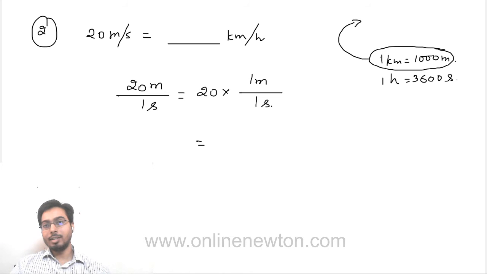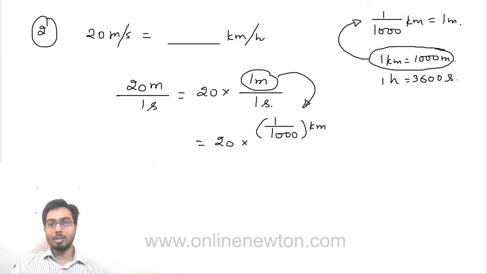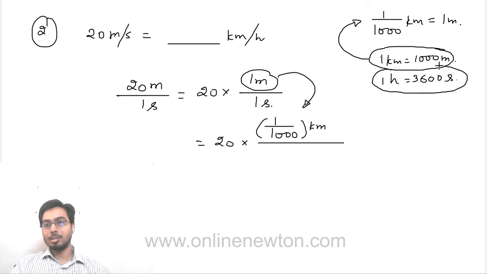So if you divide this thing both sides by 1000, will it be something like this? Yes, it will be. So 1 meter will be 1 by 1000 kilometers. Oh, wonderful. So bring that over here. 1 by 1000 is equal to 1 meter. So I'm replacing 1 meter with 1 by 1000 kilometers. That's it.